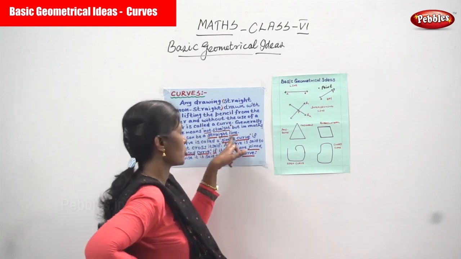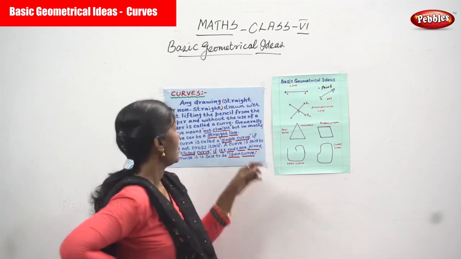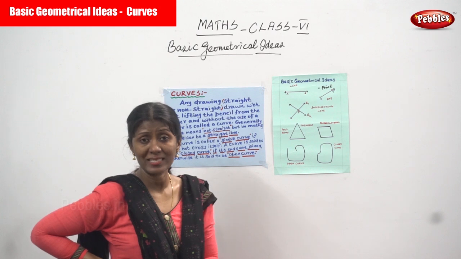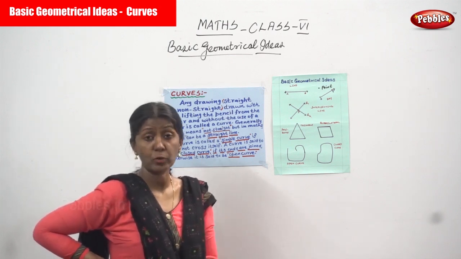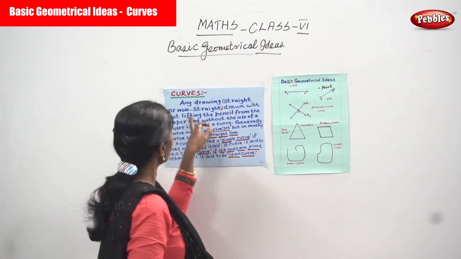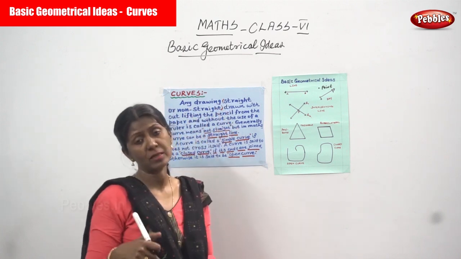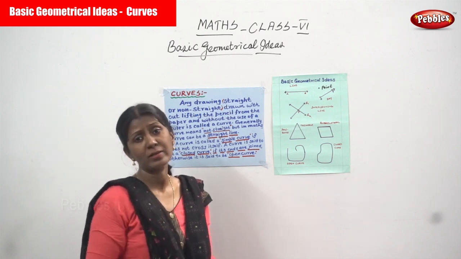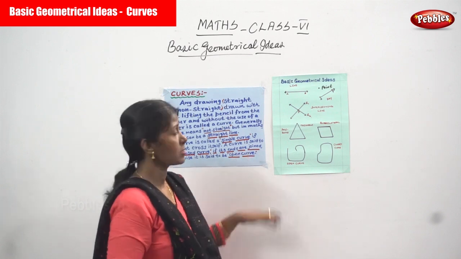Generally you know that curve means not straight. Curve means not straight, but in maths a curve can be a straight line. In maths a straight line is also a curve. That is what I told you before. I think you understand. Any drawing, straight or non-straight, whatever it may be. Generally a curve means not straight, but in maths a straight line is also a curve. That is what they mention.